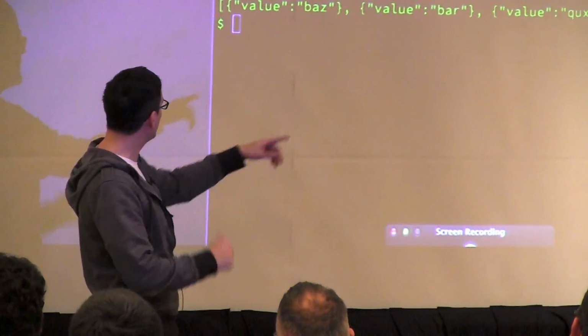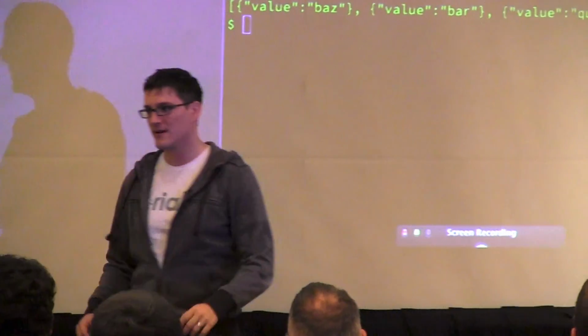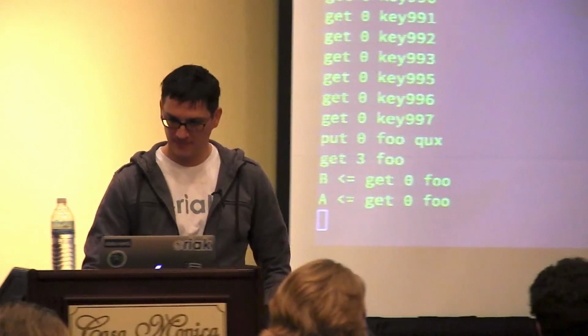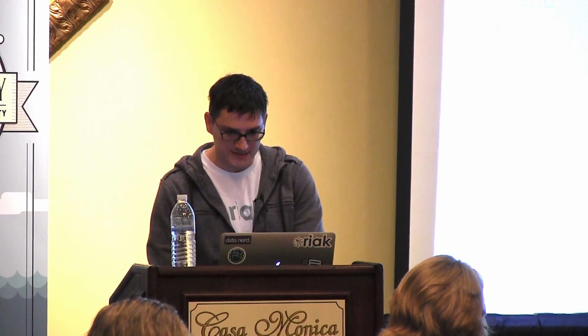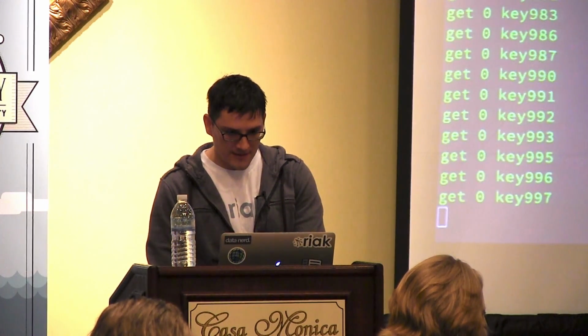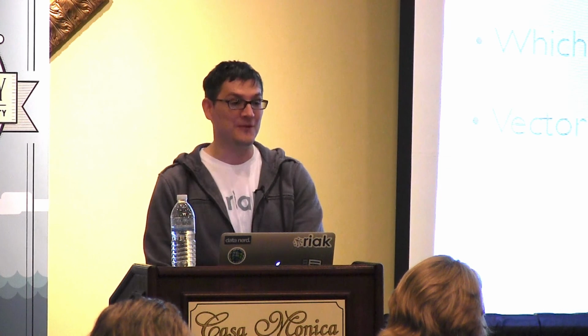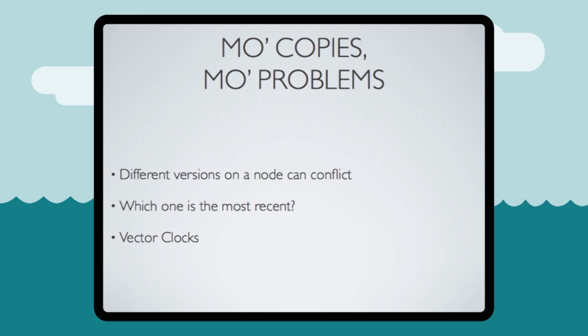I have my values, baz bar qux. Let's see if I have my client that caused this. I don't. Anyway, the point was, since I had gotten from 2, I actually received 3 values back, and I expect to receive 1. And the problem is this. The more copies you have, the more problems you have. Different versions on a node can conflict.